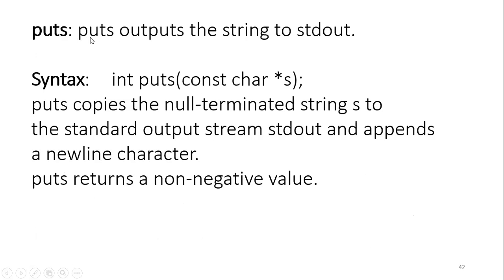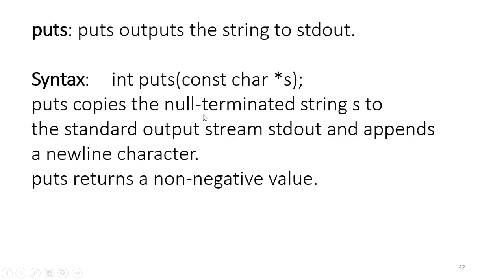puts function. puts outputs the string to stdout. So we have seen gets. gets is the input function. puts is the output function. puts outputs the string to stdout. Stdout is nothing but standard output device. Standard output device is nothing but our monitor screen. The syntax for puts is puts(s). It will take a string and returns an integer value.